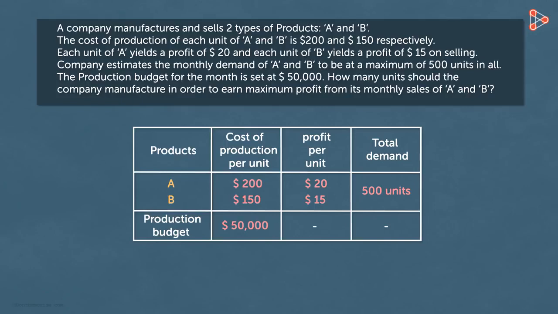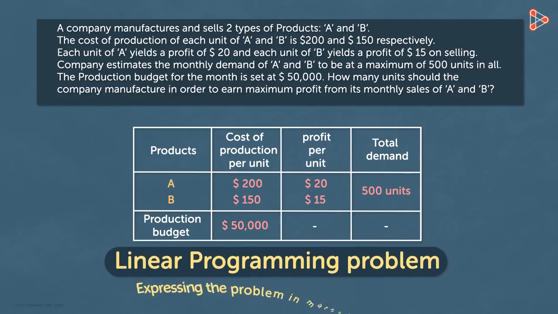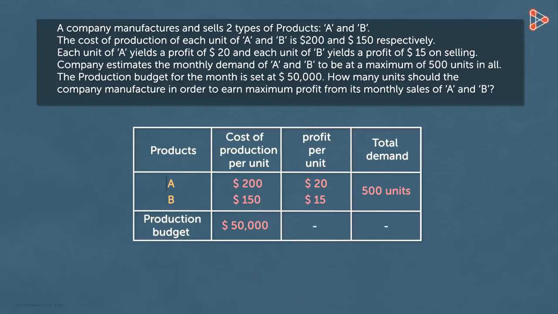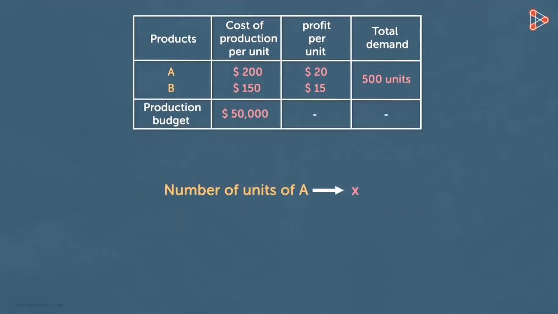Note that we have to convert this problem into a linear programming problem. And how do we do that? By writing the given problem in the form of mathematical expressions. Like in this case, the company wants to sell some number of products A and B. As we don't know the exact quantity, let's assume the number of units of product A to be X and the number of units of product B to be Y.